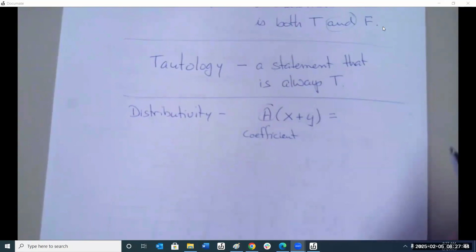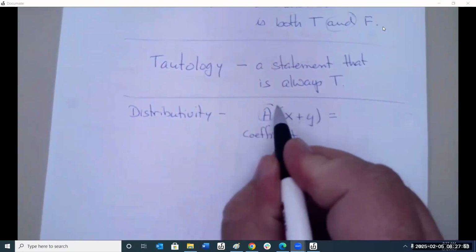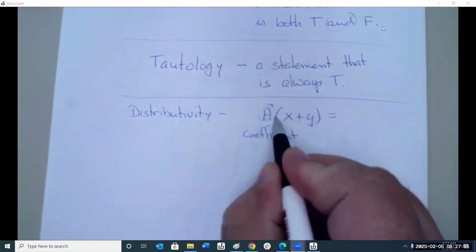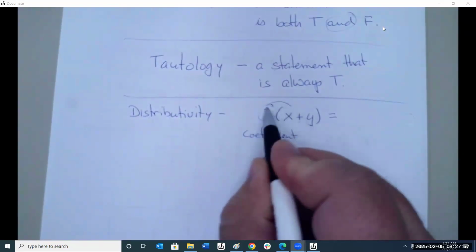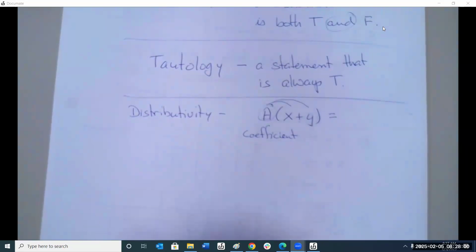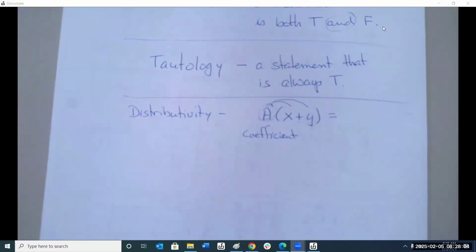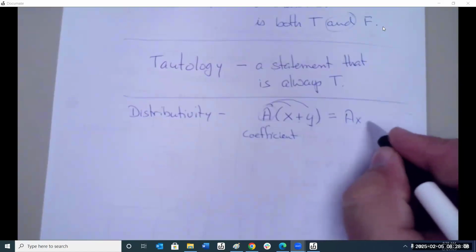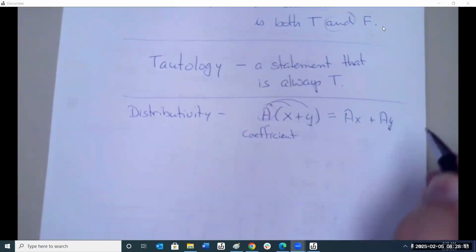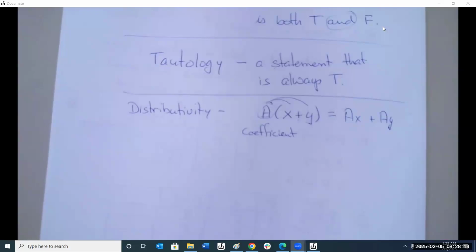So what would this become? What do you do with the distributive property? Right. Whatever the coefficient is, since it's multiplied, you multiply it to every element inside the parentheses. Because if you can't do what's inside the parentheses, you have to get rid of the parentheses. This is how you do it. So we have ax plus ay. You've seen this in math before.